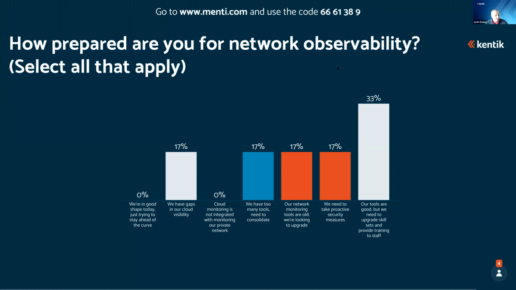All right, got 4 answers so far. Let's do one more time. All right, so looks like there's a little bit of most of them, but the overwhelming majority is our tools are good, but we need to upgrade skill sets and provide training to staff. So that's another aspect, is making these tools easy to use so that people can quickly understand what it is they're looking at, that they can quickly get value out of these products and be able to leverage the data and the information that's in there in an effective way to be able to do their job more effectively, whether that's troubleshooting user complaints or application performance issues, whatever that may be.